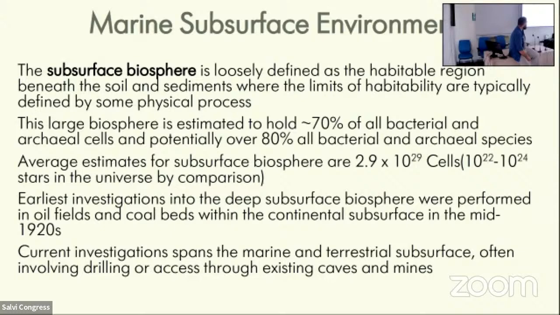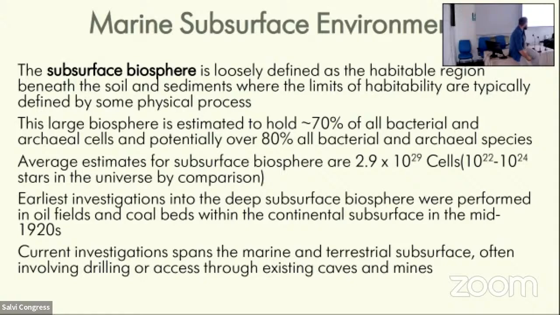We have average estimates that suggest 3 by 10 to the 29 cells only in the subsurface. So surface environments add to it in cell number, but not a lot. The majority is actually in the subsurface. This volume of the subsurface ecosystem is huge compared to the soil, to land, to even the ocean. So even if cell numbers are lower in the subsurface compared to seawater or soil, the volume is so big that things become huge very quickly.